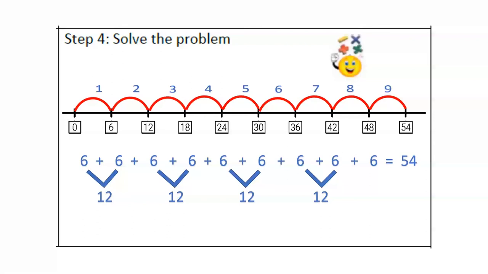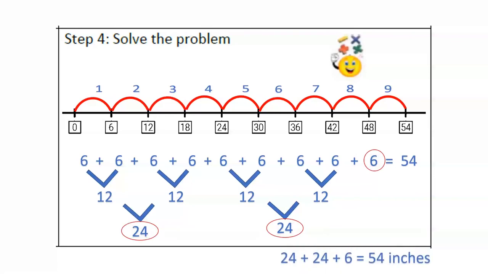Then we can keep using doubles facts to help us. 12 plus 12 is 24. 12 plus 12 is 24. Finally, we can add together 24 plus 24 plus 6. I know that 24 plus 6 equals 30, and 30 plus 24 equals 54. So the monkey walked a total of 54 inches.